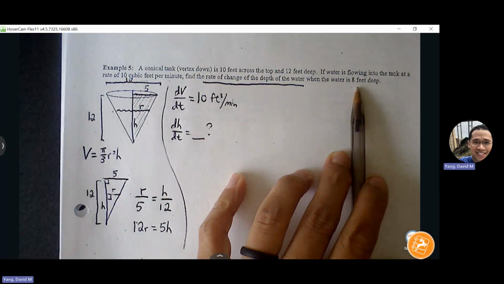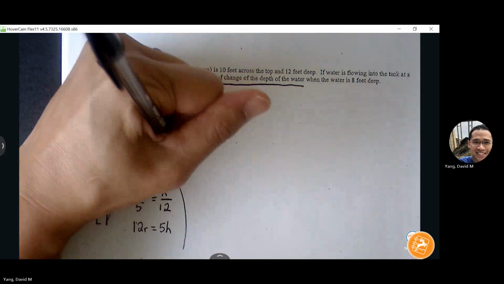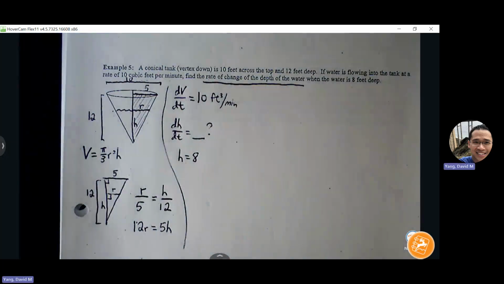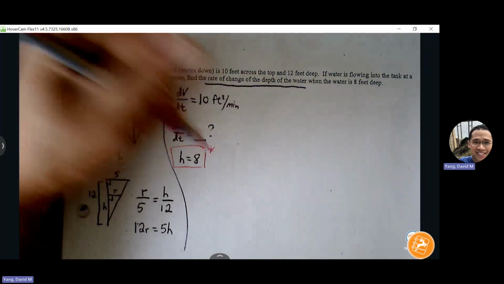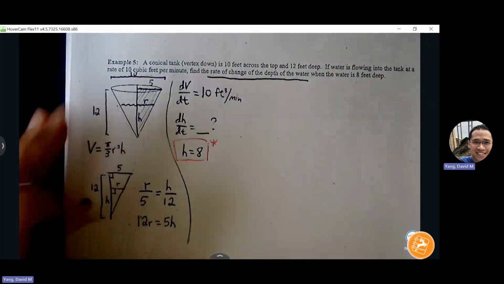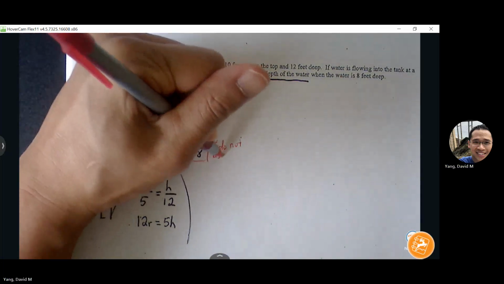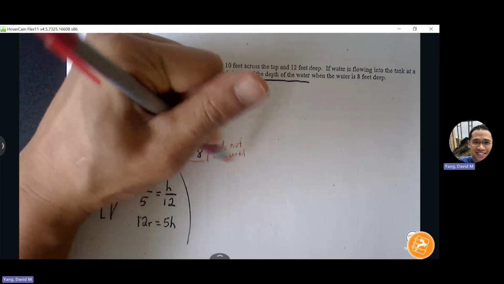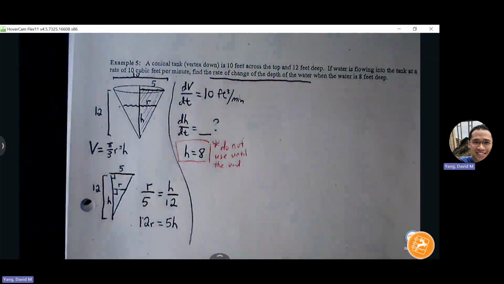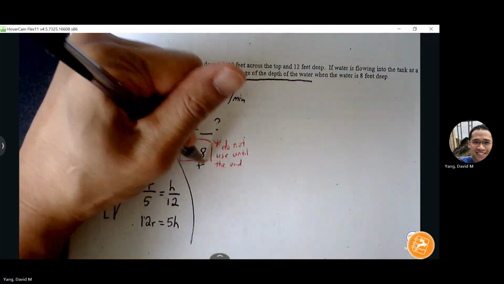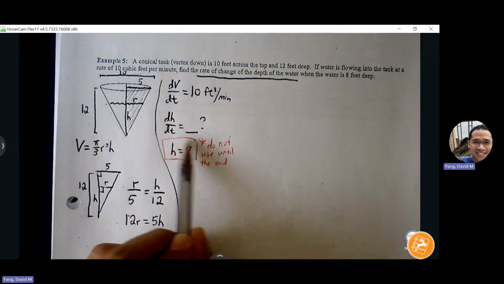When the water is 8 feet deep, h. Okay, I want you to put a star next to this value here, because it's easy to misuse. We don't want to touch this until the end. So do not use it until the end. You still have the feet label to it. Yeah, I should put 8 feet here. Okay, so we're going to ignore this information until the very end.